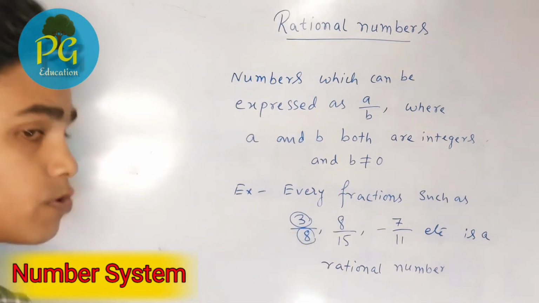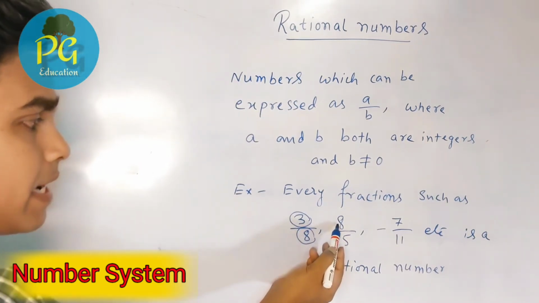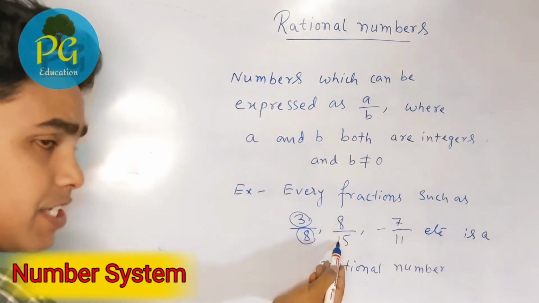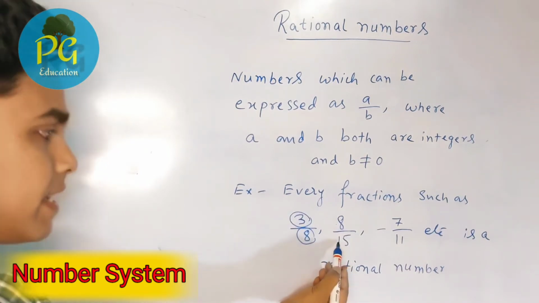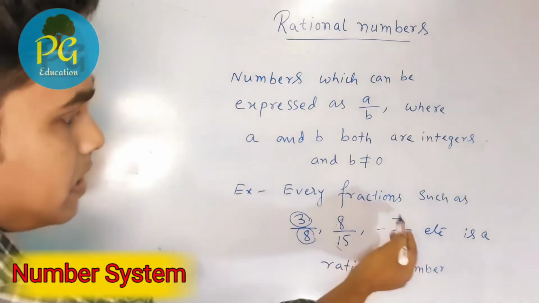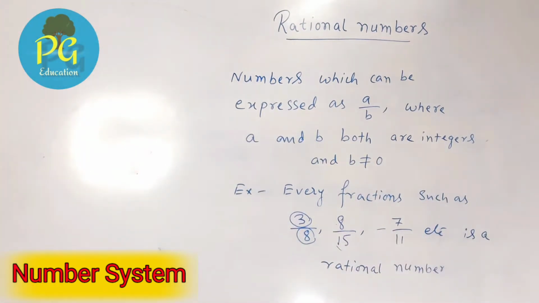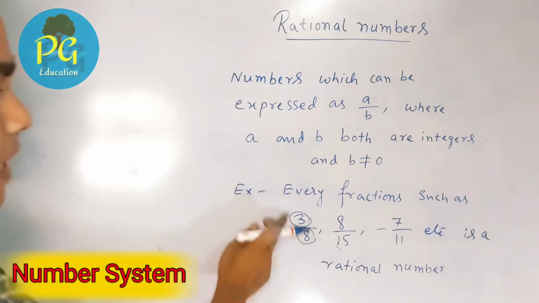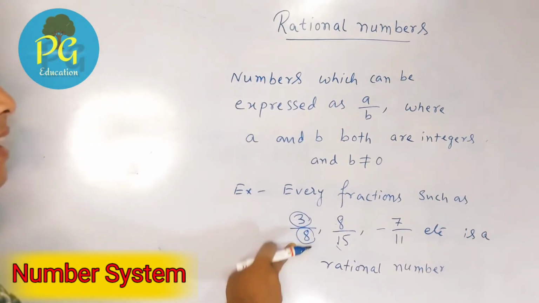8 by 15 is also a rational number. 8 is an integer, 15 is an integer and 15 not equal to 0, hence it is a rational number. Similarly, minus 7 by 11 is also a rational number. Integers can be negative as well as positive.